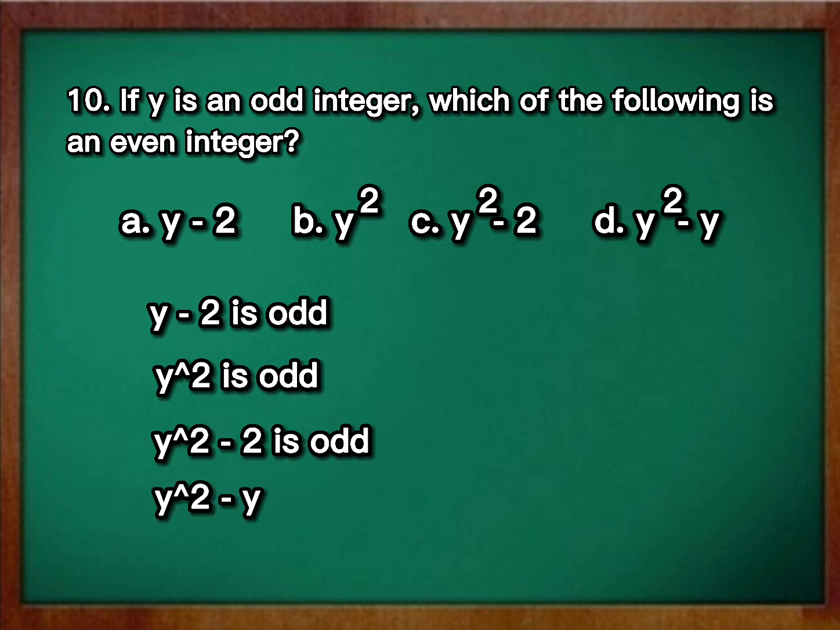Lastly, y squared minus y. So, an odd number minus an odd number. For example, 3 squared minus 1, that's 9 minus 1, that's 8. So it's an even number. So the answer is y squared minus y.